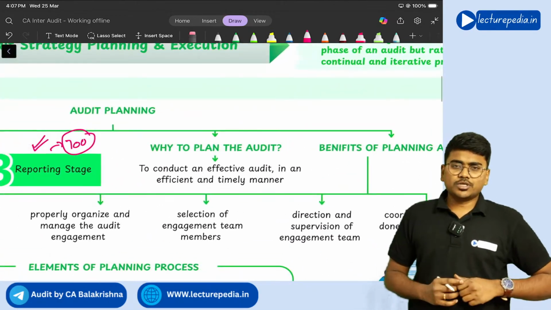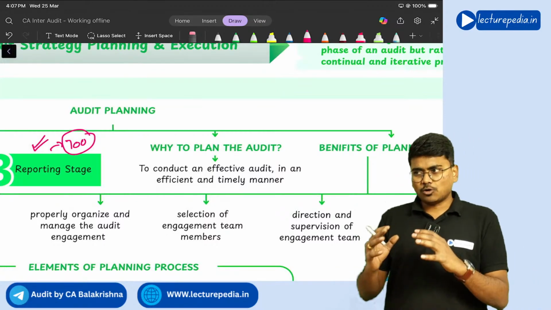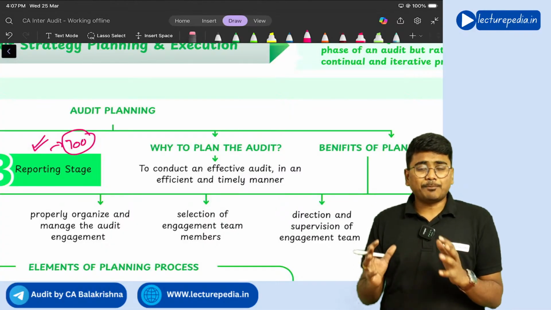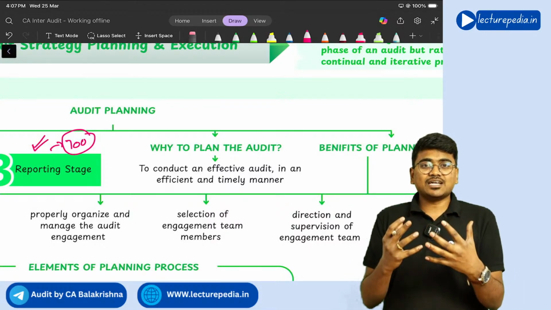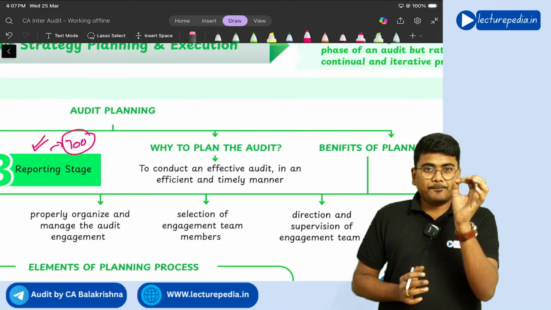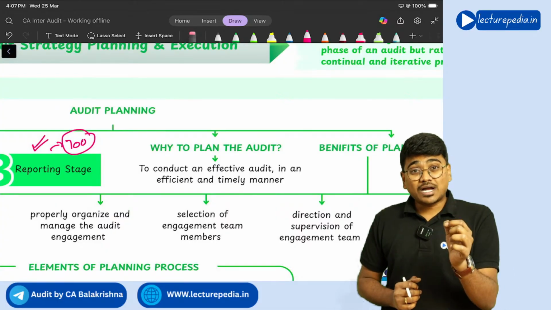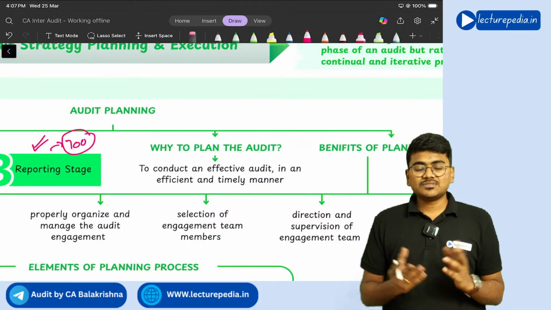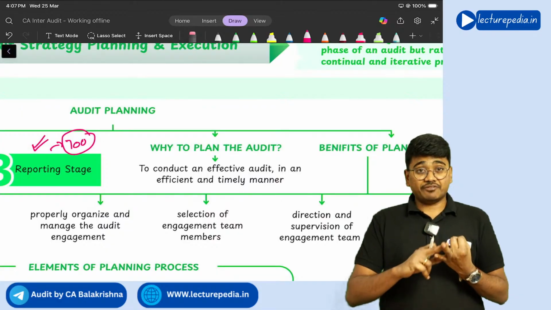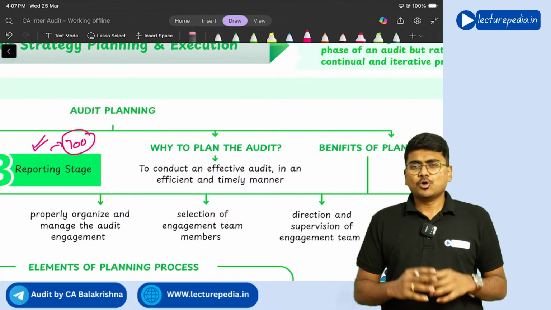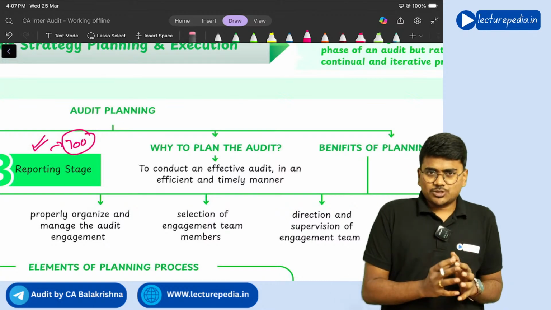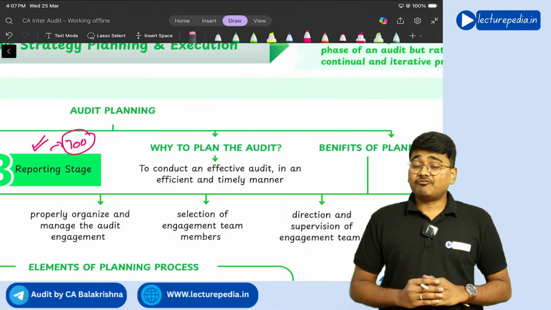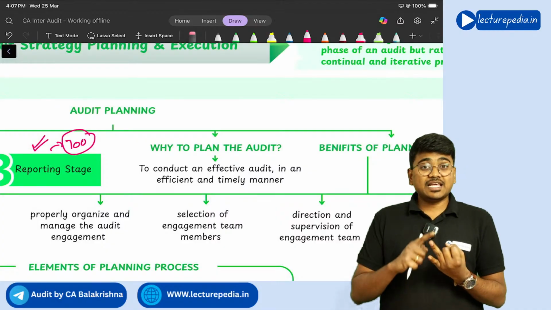Now I told you that before starting the audit we have to properly plan the audit. What happens if we don't plan the audit? Why is planning the audit required? See, planning the audit will help to conduct an effective audit in an efficient and timely manner. Sir, what is that? You are saying effective, efficiency. What are these two terms? We will discuss the difference between effectiveness and efficiency. But you remember that planning is required for conducting an effective audit in an efficient manner.